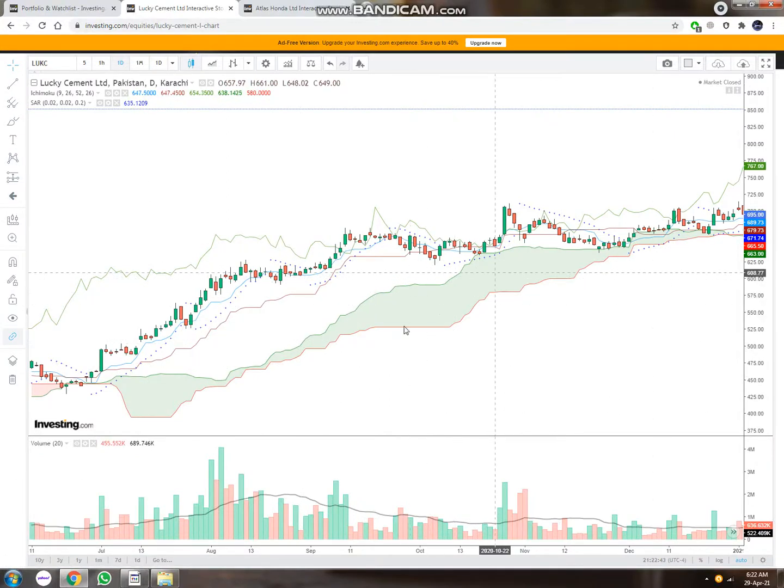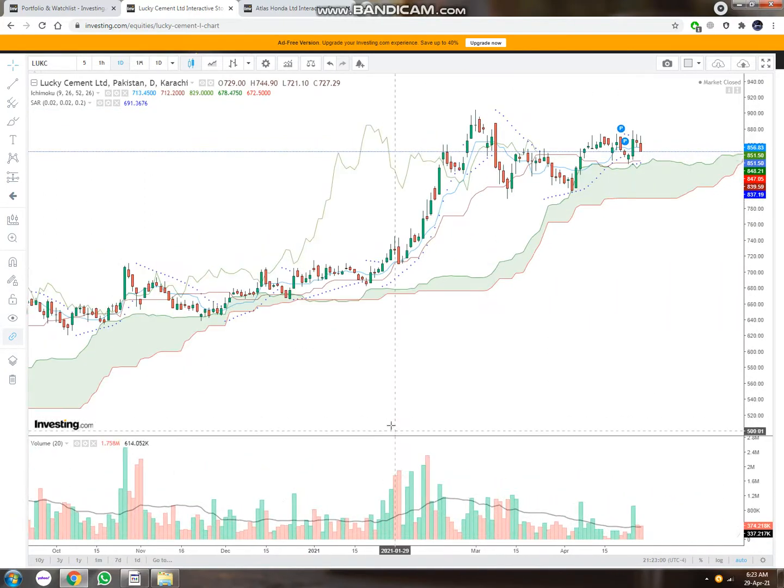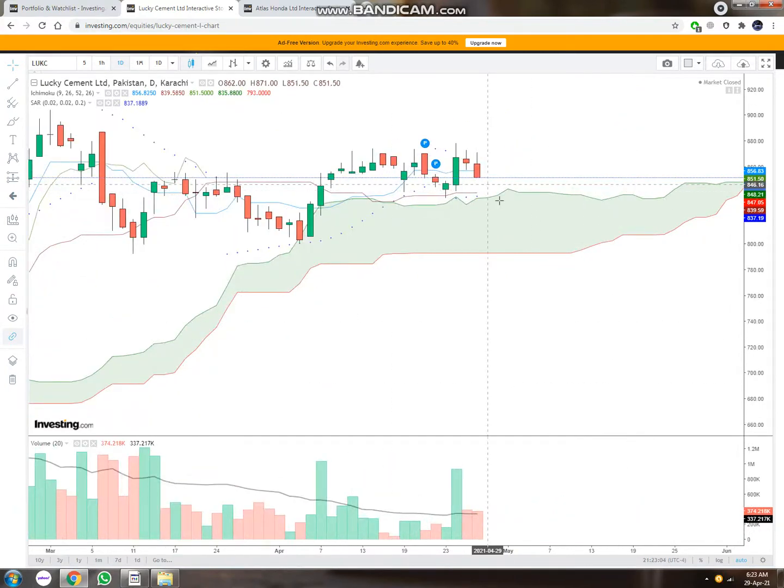Do not invest when the candlesticks are trading in between this cloud, because this is an area known as investors' indecision. This is an indecision phase, so do not invest in this part. Now you can see in the overall chart, this candlestick was trading above. Now let's see at this place.